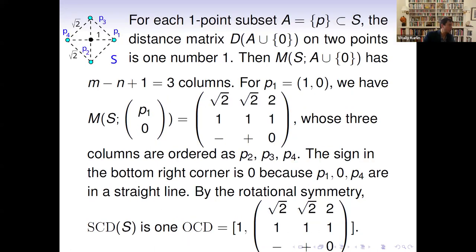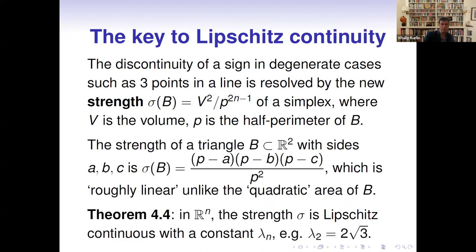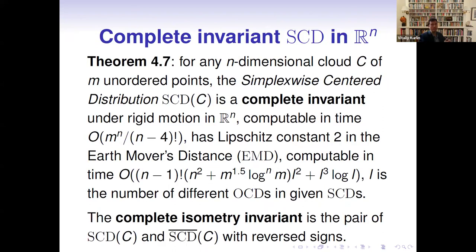Here I show an example of how to actually compute it in a simpler case. But probably I should finish. Let me skip this Lipschitz continuity and finish with the main result. The main result is that the invariant simplexwise centered distribution is complete for unordered points under rigid motion in any Euclidean space. So not only up to isometry, we distinguish up to mirror reflections as well, due to that extra sign I mentioned. It is computable in polynomial time, for example, in the plane it's only quadratic time. It has Lipschitz constant 2 in the earth mover's distances from before, and that distance is also computable in polynomial time.